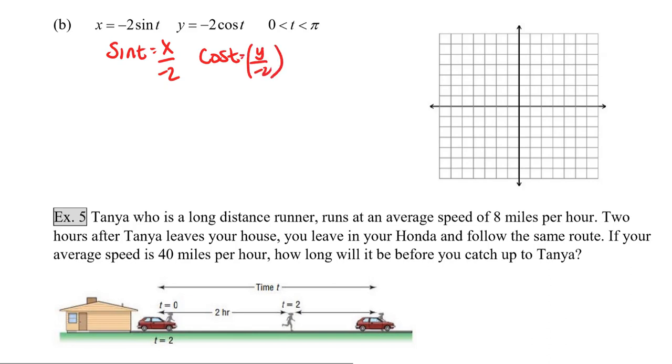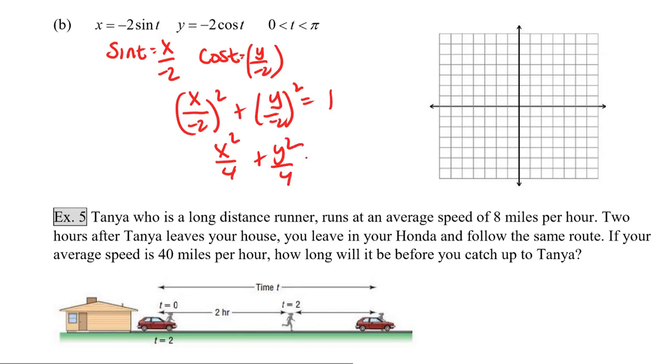I can plug them into the Pythagorean identity, and I'm going to get x over negative 2 squared plus y over negative 2 squared is equal to 1. Well, when you square negative numbers, they become positive, so I wind up with x squared over 4 plus y squared over 4 is equal to 1, or x squared plus y squared is equal to 4. Again, I am getting this equation of a circle, but let's see what happens when I make my table.